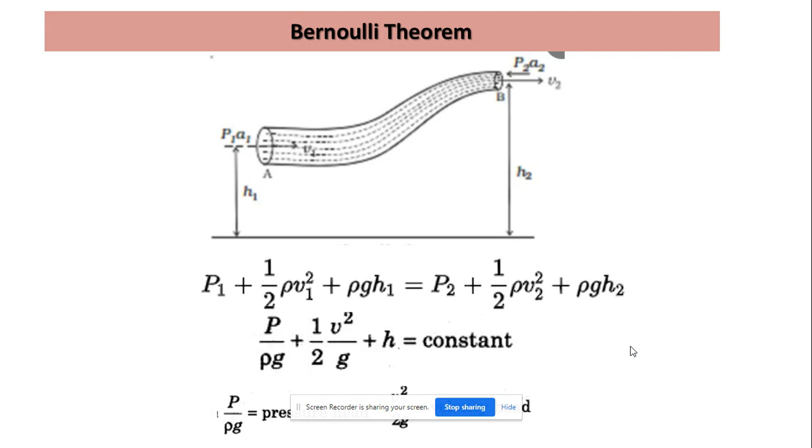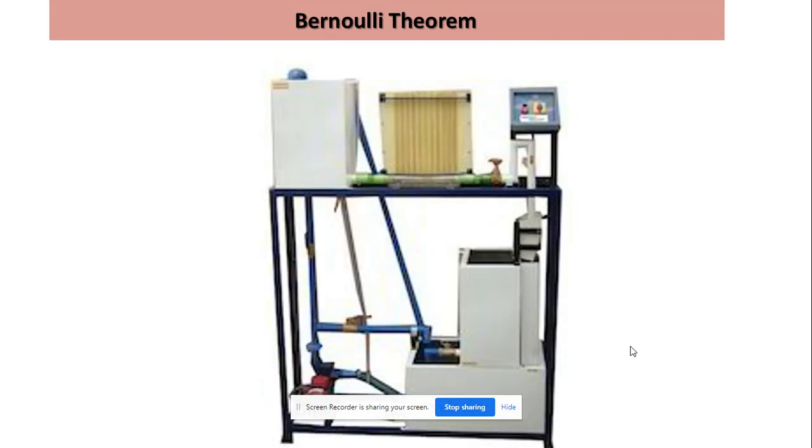Similarly, if the pressure energy decreases, then kinetic energy will have to increase to balance it out. So in this way, this Bernoulli theorem helps us to find the pressure energy and kinetic energy at different locations.